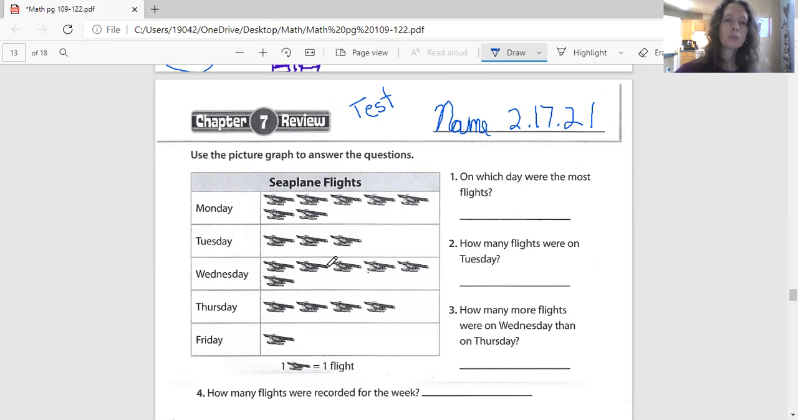All you have to do is look here and find the one with the most planes. If you think the most flights were on Monday, write Monday over here. If you think the most flights were Tuesday, write Tuesday here. If you think the most flights were on Wednesday, write Wednesday over here. If you think the most flights were on Thursday, write Thursday over here. If you think the most flights were on Friday, write Friday in this blank. I'll give you a minute.